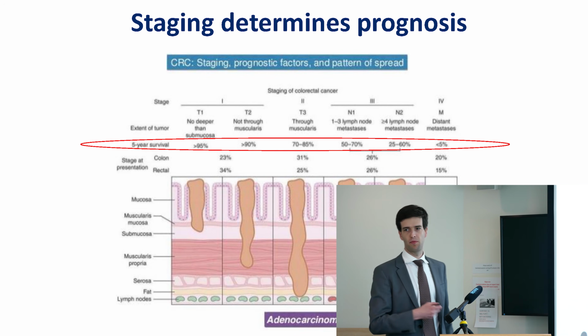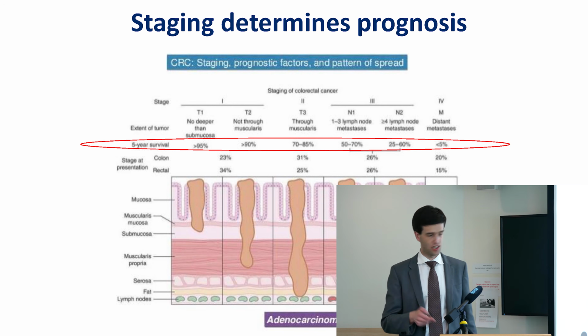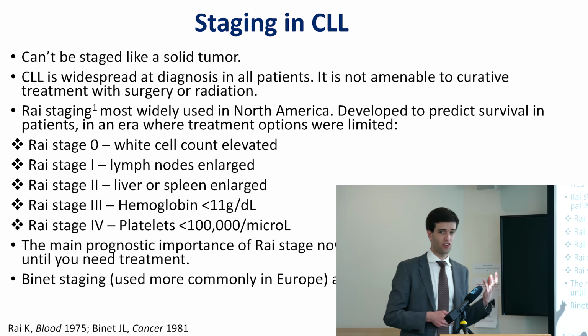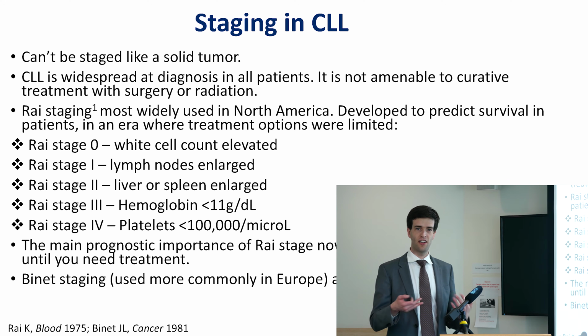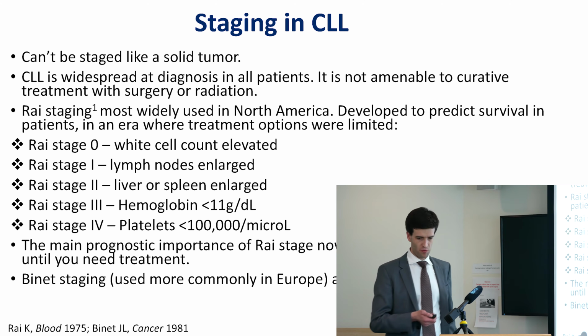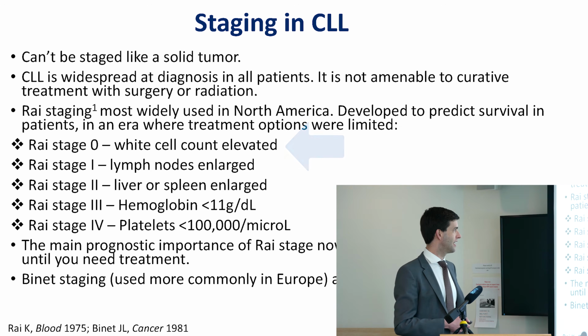If it's broken out of the colon completely and spread into the liver, that's what's called stage 4. So CLL, we don't stage it like a solid tumor, like I was saying. It's present everywhere in the body. So one of the most common ways we stage it is the so-called RAI staging.